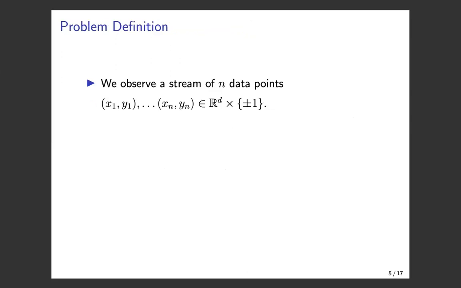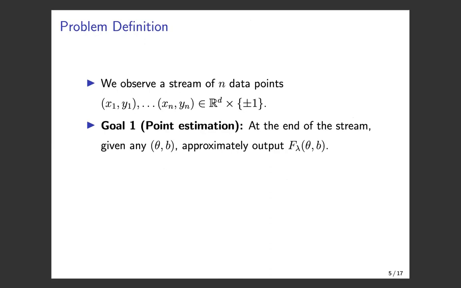We focus on the streaming setting. So we have a stream of n data points, and we have two goals. The first goal is what we call point estimation. So at the end of the stream, we want to be able to give the following guarantee. Given any theta, b, we want to approximately output the value of the function corresponding to these n data points that were in the stream. We want to output this function for these given parameters.